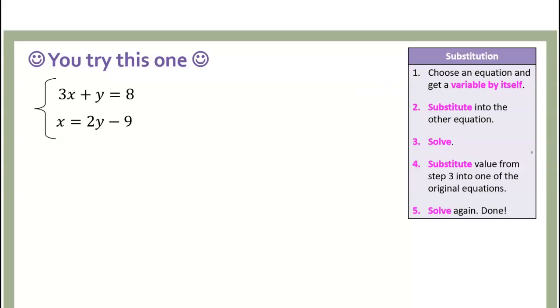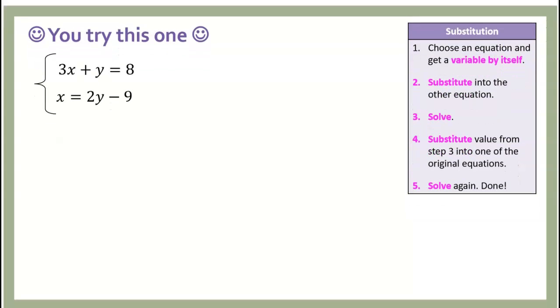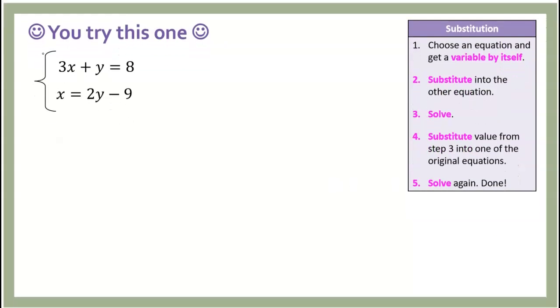All right, so let's start out here. We're going to get a variable by itself. How about this x? Looks like x is already by itself. Things in the box are the same. X is the same thing as x, and x is equal to this stuff over here. So let's take this box and put it in place of that box. 3 times 2y minus 9 plus y equals 8.